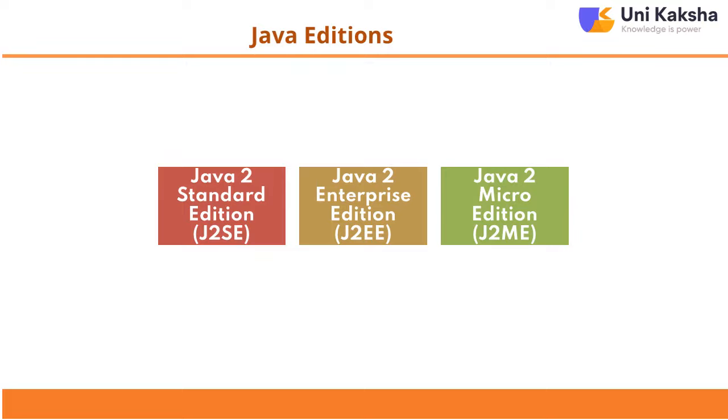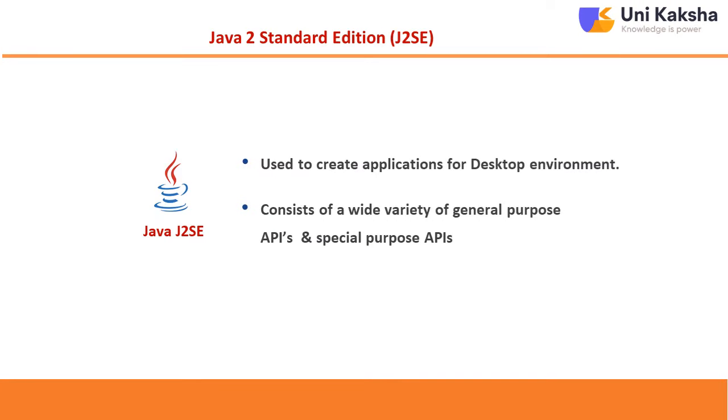So let's get started with the different Java editions. There are three different types of Java editions. First, J2SE, second J2EE, and third J2ME. So let's know more about all these three categories. The first category is Java Platform Standard Edition, which can be called J2SE. This is used to create desktop applications or standalone applications. It involves all core Java classes and helps the user to create simple applications.